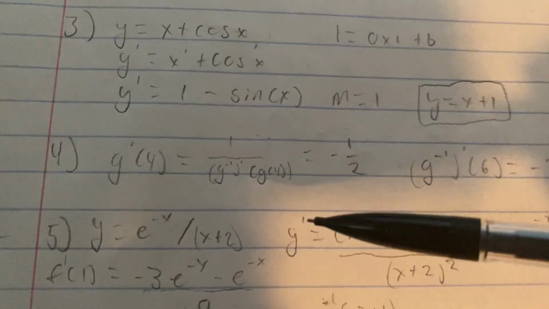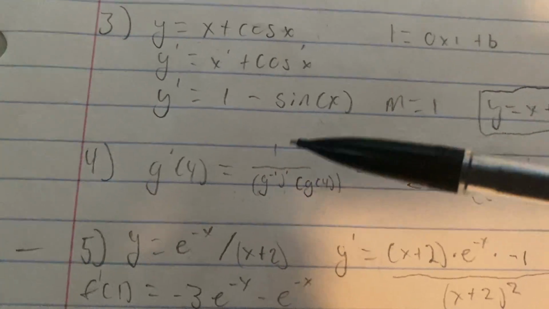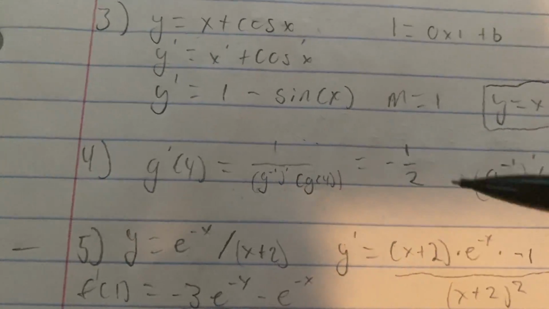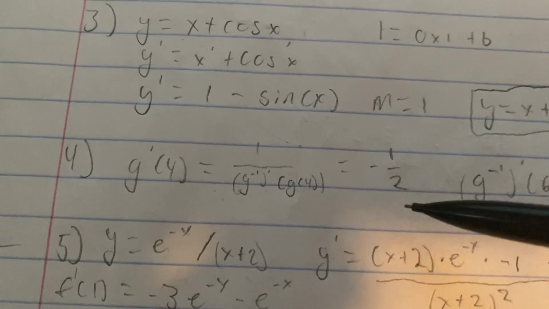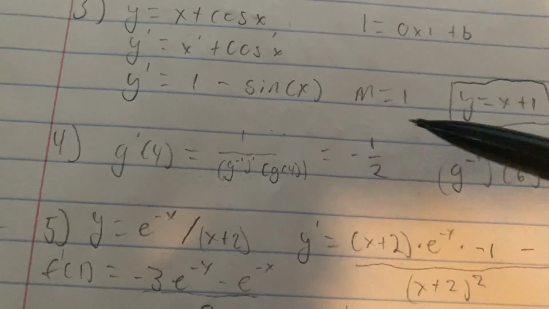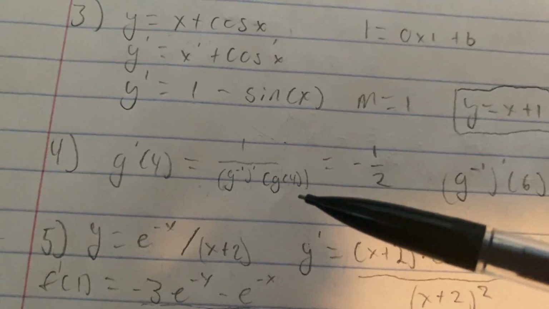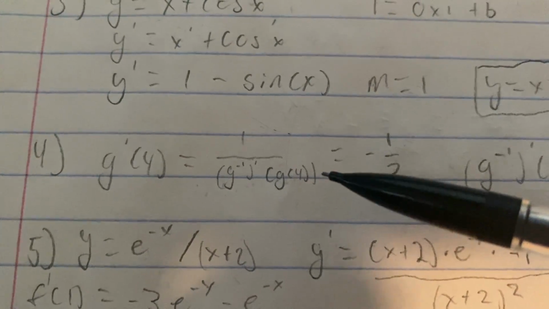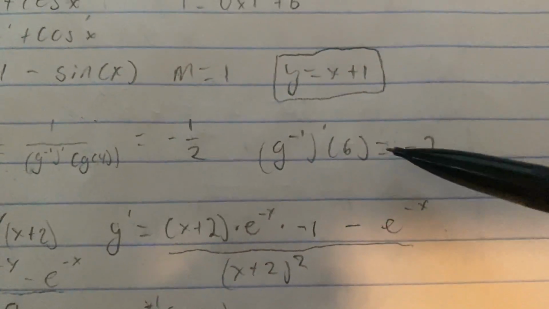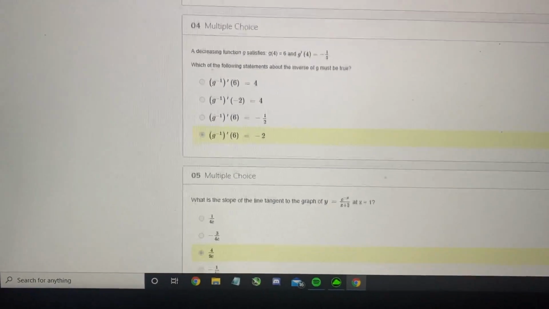So the derivative of g inverse at 6 is going to be equal to negative 2, because the 1s on here can just cancel out. You can cross multiply, and it would essentially be g inverse prime of 6 equals negative 2. And that's the answer that we have right here. All right, and that's all for that question.